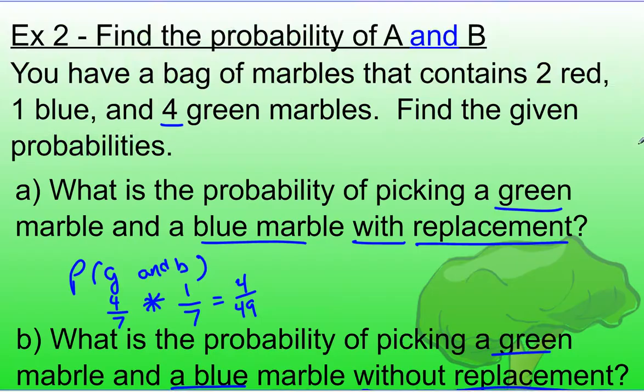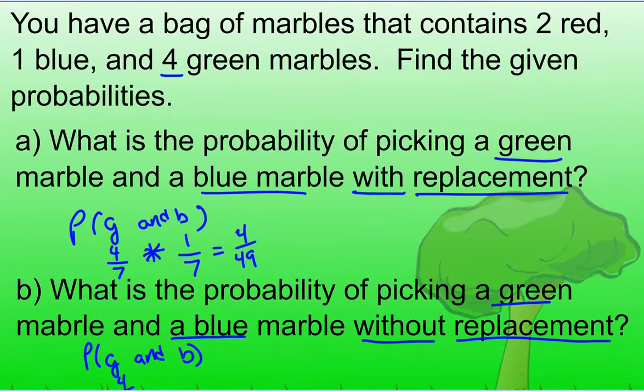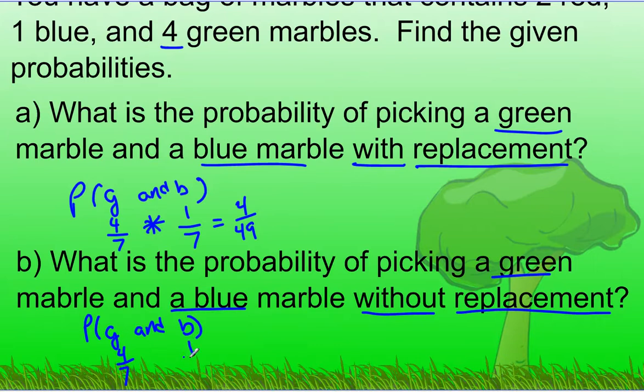Now, imagine you took 1 green marble out and you set it aside. How many blue marbles are there? Well, there's still 1 blue marble, but how many total marbles are there? Now there's only 6 because you took 1 of those green marbles out and put it aside. So now there'd only be 3 green marbles left in that bag. So instead of the probability of blue being 1 out of 7, it's 1 out of 6. And again, 2 different actions, multiply them together, and you get 4 out of 42, which simplifies to be 2 out of 21.